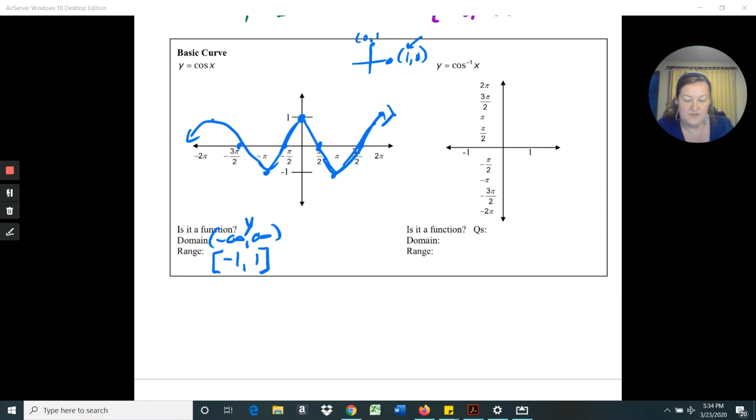So on this one, if I switch these over, instead of 0, 1, it's going to become 1, 0. So we're going to start here. Then this one was pi/2, 0. We're going to do 0, pi/2. Then this one is pi, -1. We're going to do -1, pi. Then this one is, what is that? 3 pi/2 with a 0. So we're going to do 0, 3 pi/2, right?